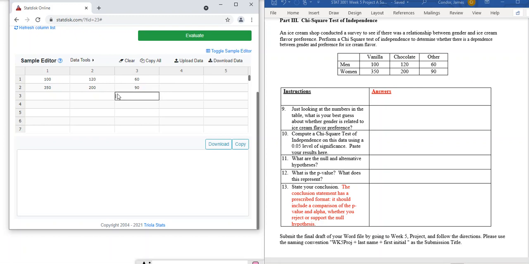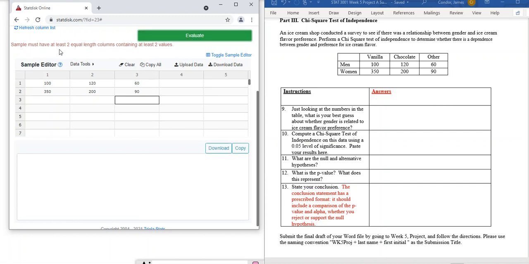So you type it in not in terms of rows and columns up in this way. You type it in how your table looks. Test of independence, because you can have as many rows and columns as you want. And so they want it to look just like that, just like the table. So, all right, so the vanilla, all right, 100, 350, the chocolate, and that. So that's it. And then we just basically evaluate.